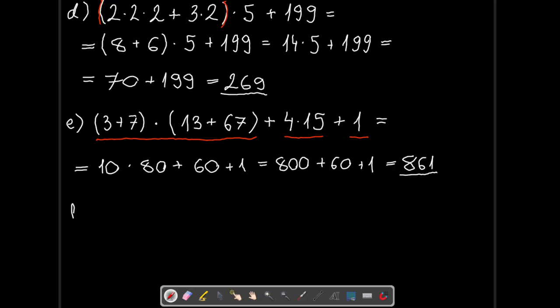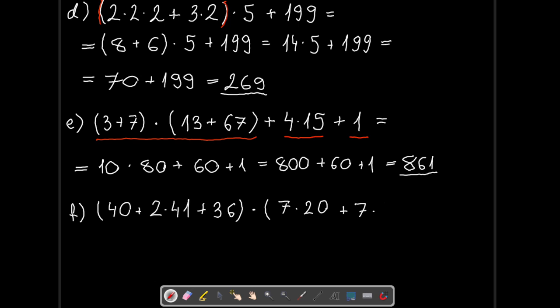So, example F. This one will have brackets 40 plus 2 times 41 plus 36, times another bracket 7 times 20 plus 7 times 80. Okay, let's solve that. So we need to do the brackets first.